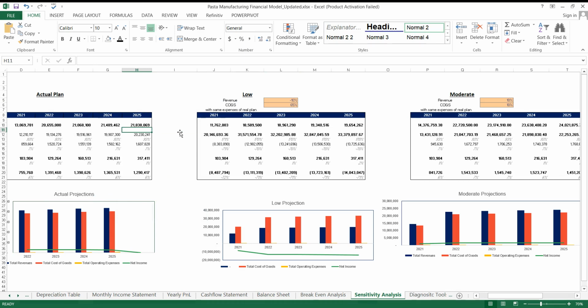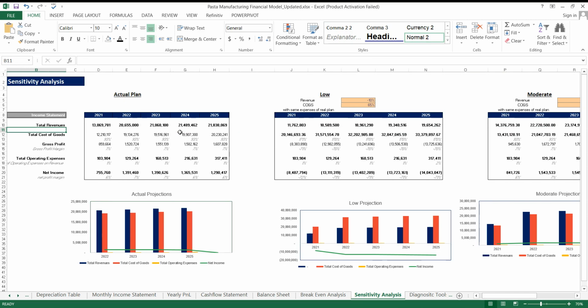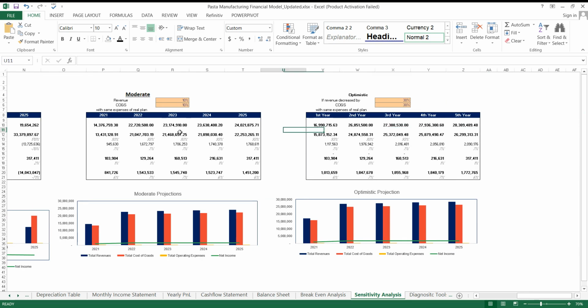This is a very important sheet, sensitivity analysis, which gives the revenue, gross profit, and net income in four different scenarios. The first scenario is the actual plan. The second scenario is the low or pessimistic scenario. The third one is moderate scenario, and the final one is optimistic scenario.